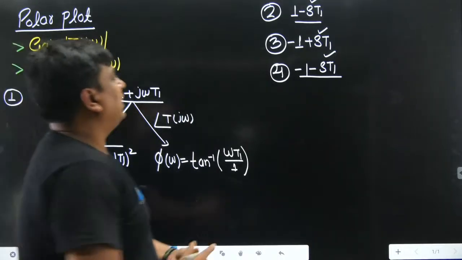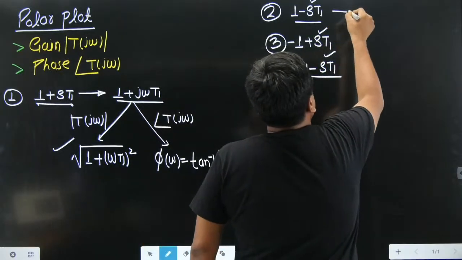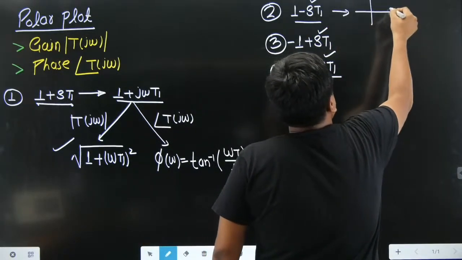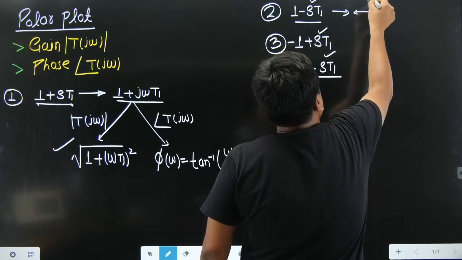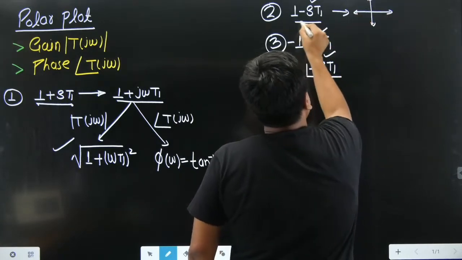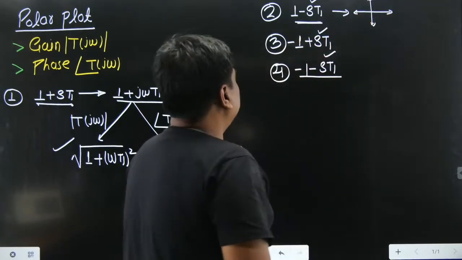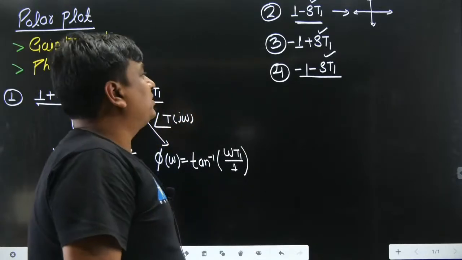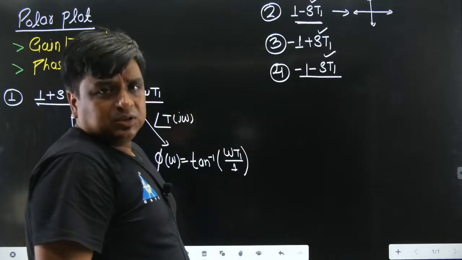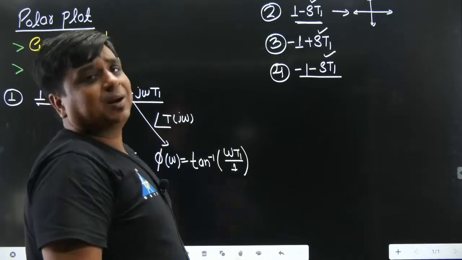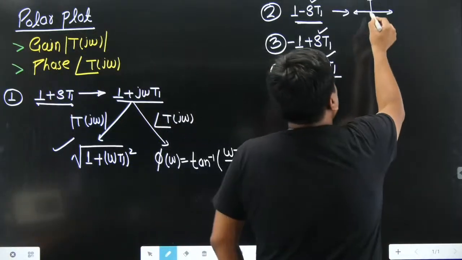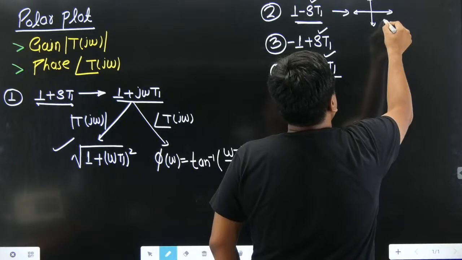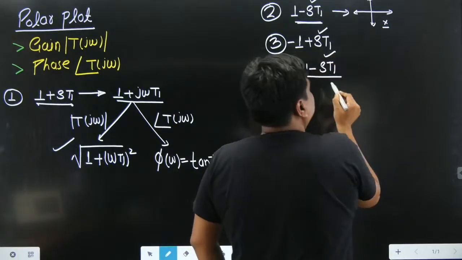May I know what would be the angle offered by option 2? Whenever you have this sort of problem, just try to locate it. 1 minus s t1, where s could have been replaced with j omega. So obviously it's going to be 1 minus j omega t1. The real part is positive, the imaginary part is negative. Somewhere here it has been.